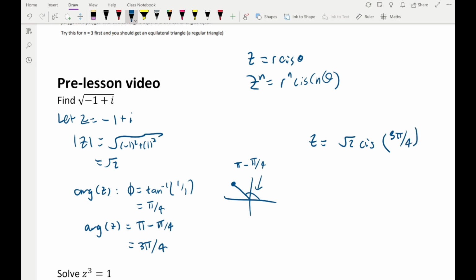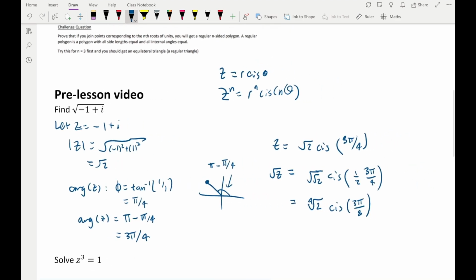Okay, so then if I want to find root z, it's going to be square root of root 2 cis of a half of 3 pi over 4. So that's the 4th root of 2, cis of 3 pi over 8. And that would be how this works.